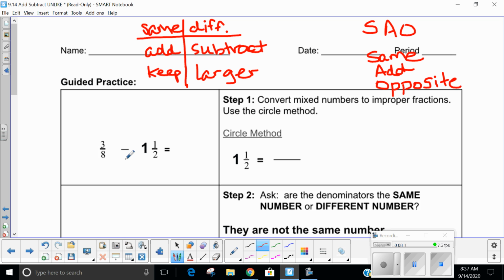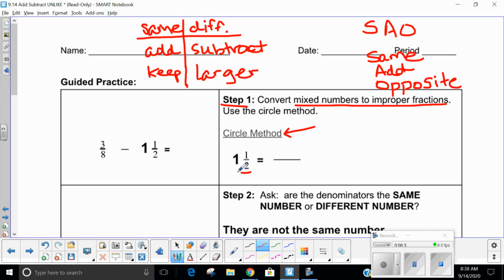It says 3/8 minus 1.5. So remember, step 1, convert mixed numbers to improper fractions. So I use the circle method. In Google Classroom, I have a link. If you want to go out and look at it, there's a link in your Google Classroom that you can view to see this method.